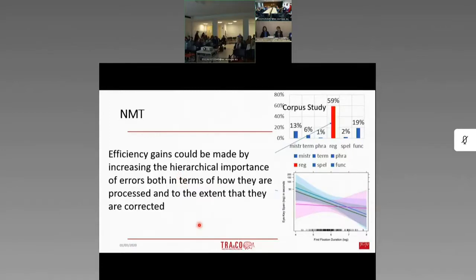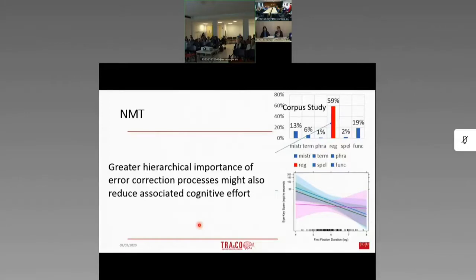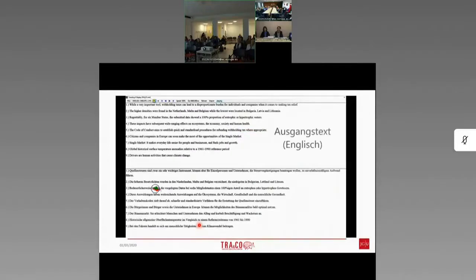So our suggestion is that efficiency gains could be made by increasing the hierarchical importance of errors, both in terms of how they are processed and to the extent that they are actually corrected. And this could potentially lead to reduced cognitive effort. So if you spend more time on the errors that actually matter and less time on those that don't matter that much, this could lead to cognitive and efficiency gains. And to conclude, this is one participant's eyes moving across the screen while correcting mistakes.